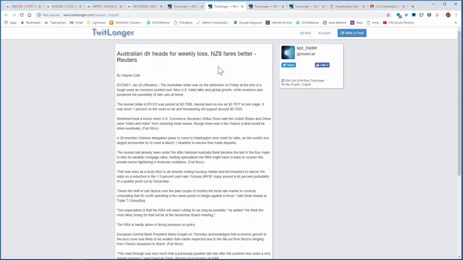The Australian dollar heads for a weekly loss, and the New Zealand dollar fares better. The Australian dollar was on the defensive on Friday at the end of a tough week as concerns swirled over the Sino-U.S. trade talks and global growth, while investors also pondered the possibility of rate cuts at home. The Aussie dollar was pinned at 70.86, having been as low as 70.77 at one stage. Sentiment took a knock when U.S. Commerce Secretary Wilbur Ross said the United States and China were miles away from resolving trade issues.